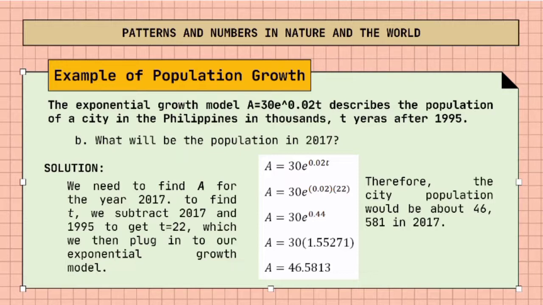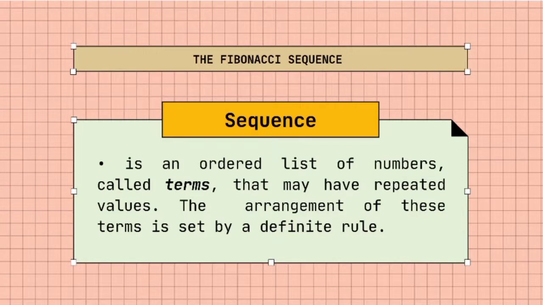So the next topic is the Fibonacci sequence. What is a sequence? It is an ordered list of numbers called terms that may have repeated values.